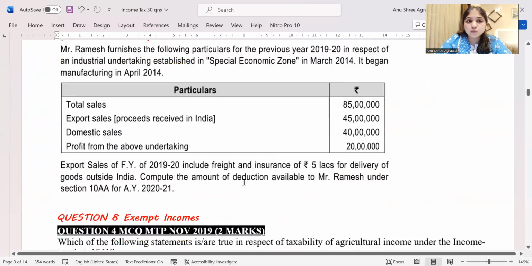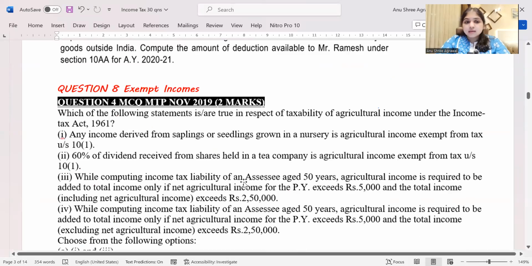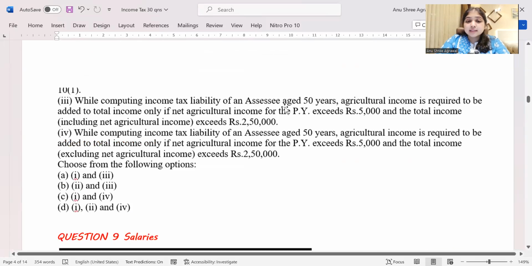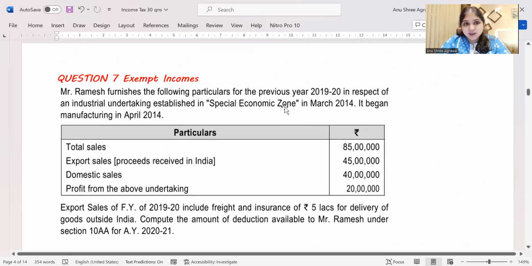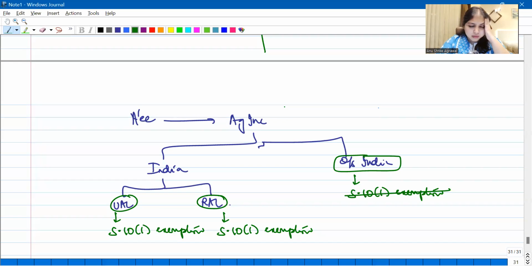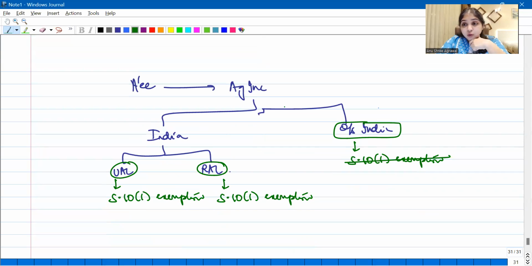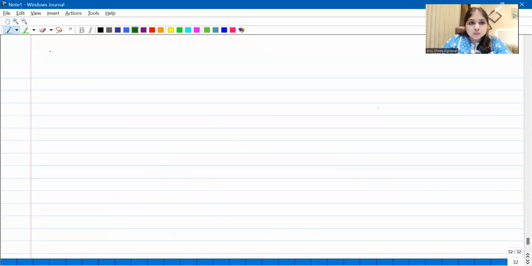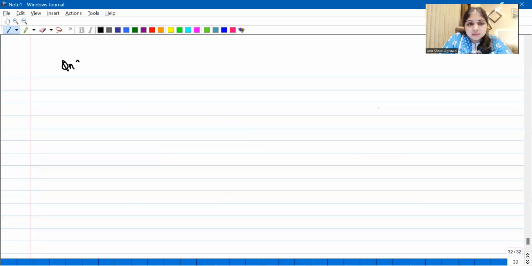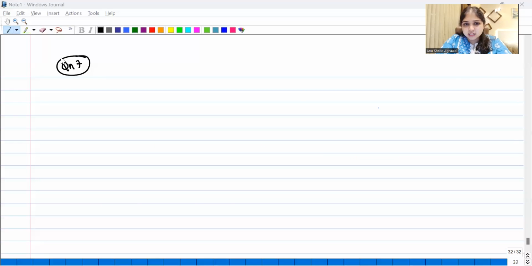Now, can I take you forward to question number 7? We have 2 questions. Question number 7 and 8, these 2 questions are from your exempt incomes chapter. That chapter regarding incomes which are not forming part of total income, the 3rd unit from your study material. Question number 7 is regarding 10AA and question number 8 is regarding agricultural income.